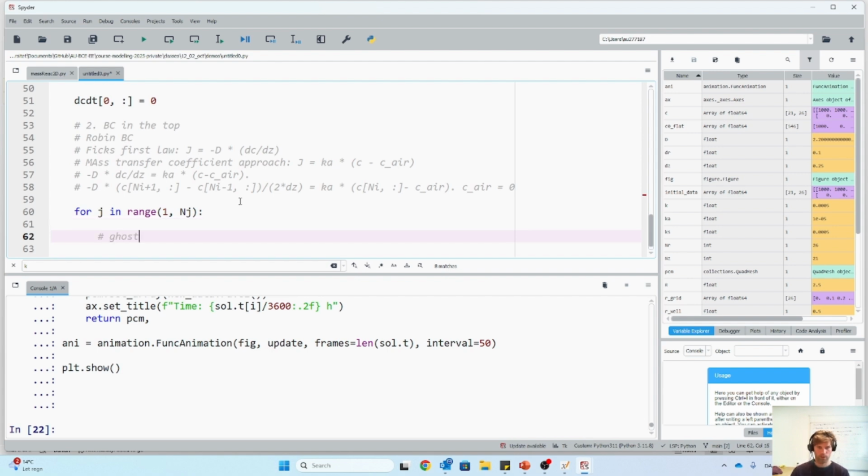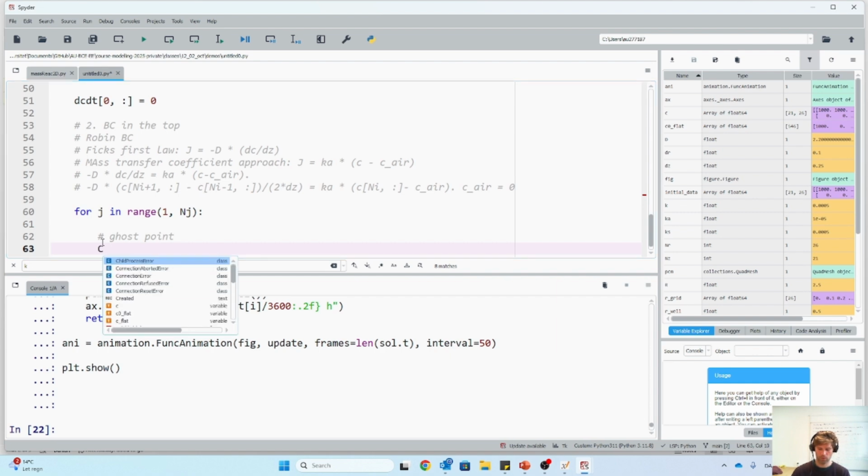and the ghost point will be where we take this equation and we isolate this point here, which is one point to the right, or above the top of the model domain. If we isolate this, we can call it C up. We will get the following equation.